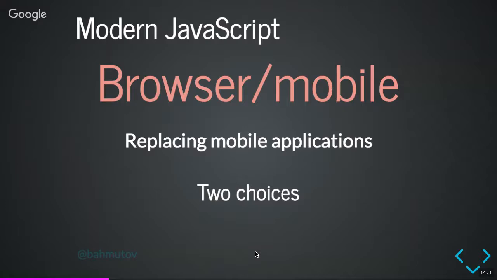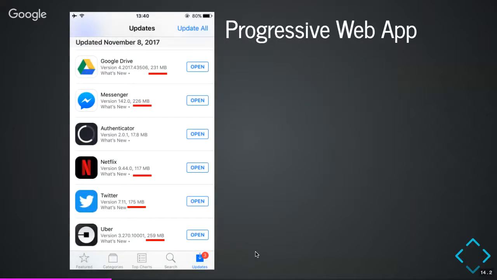From the browser, JavaScript is spreading into the mobile world. And I hope that it will replace all the native apps. The reason I hope for that is because a couple of months ago, I looked at the update screen on my phone, and I noticed the sizes of applications. So let's say Messenger, right? The update is 226 megabytes. What the hell, right? Why is an app for writing and receiving messages itself weighing more than 200 megabytes?